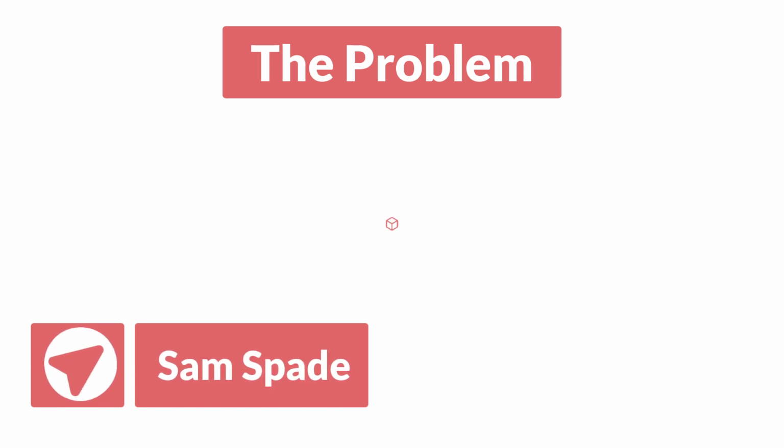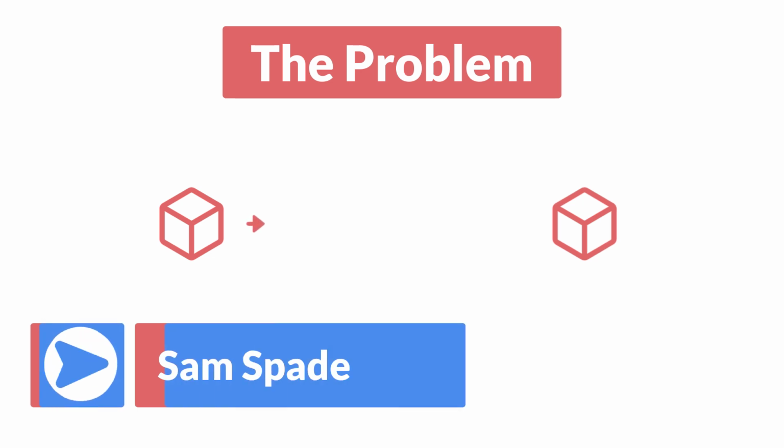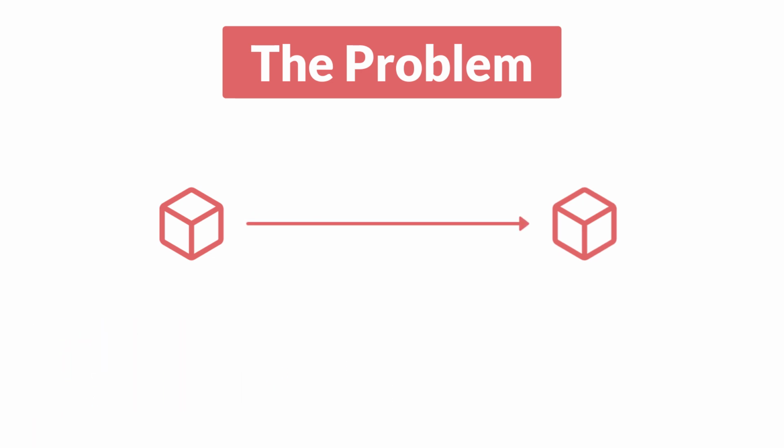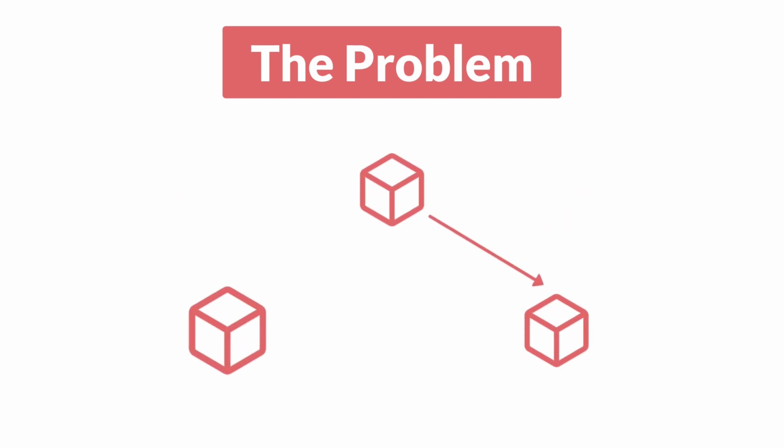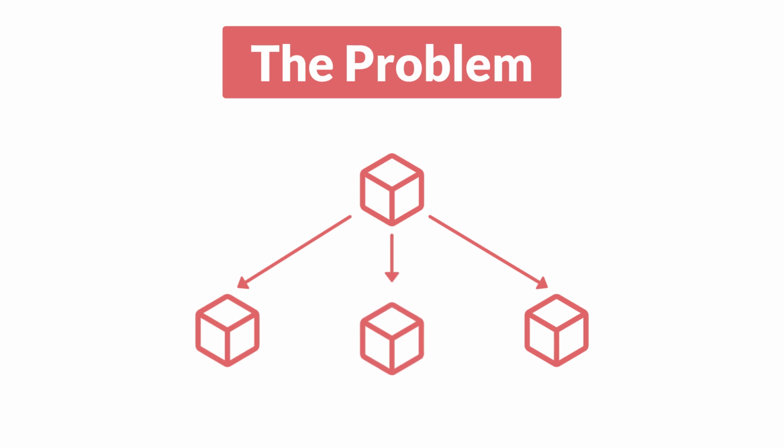Let's say that object A wants to communicate something to object B. One way to do this is to have object A do so directly. This isn't necessarily bad. However, let's say now that A also needs to communicate the same thing to C and D. Now, this is where it starts to get messy.